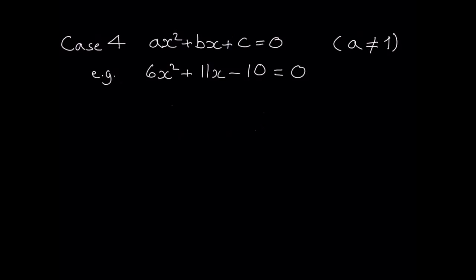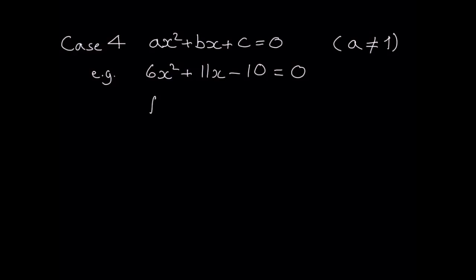Moving on to case 4 then. This is the most general form of the quadratic equation, ax squared plus bx plus c is equal to 0. So we're going to have a look at factorizing this when a is not equal to 1. As an example, we'll look at 6x squared plus 11x minus 10 is equal to 0. As a is not equal to 1, we can't use the trick that we used before, but we can use a modified version of this. And actually what we want to do is find the factors of AC which add up to B. We'll take that as our first step.